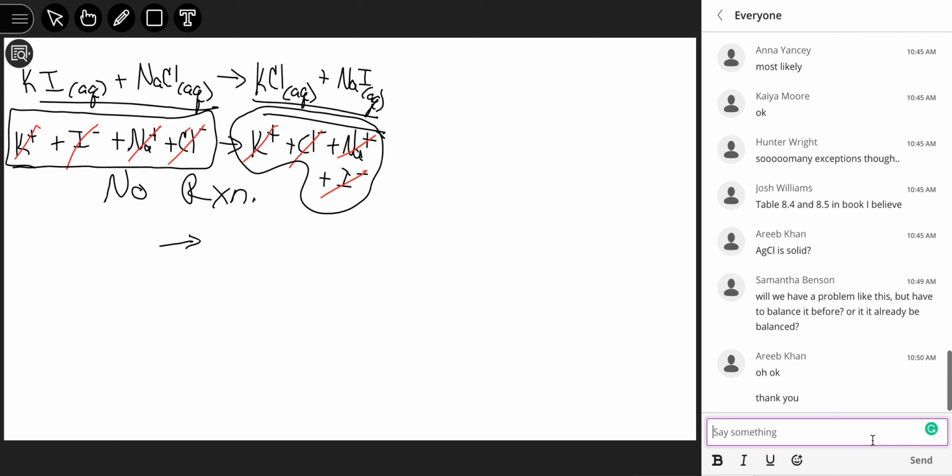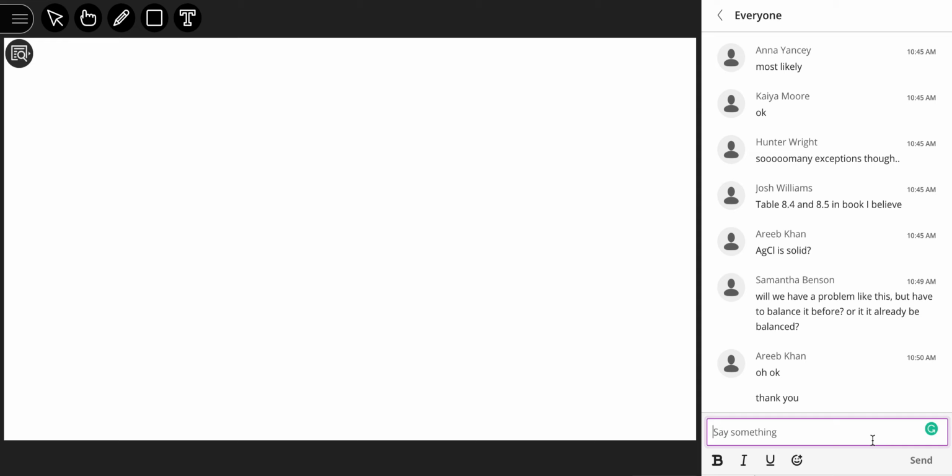All right. Okay. Now let's take a look at the solubility rules. All right. So I'm going to start with the ones that are soluble.